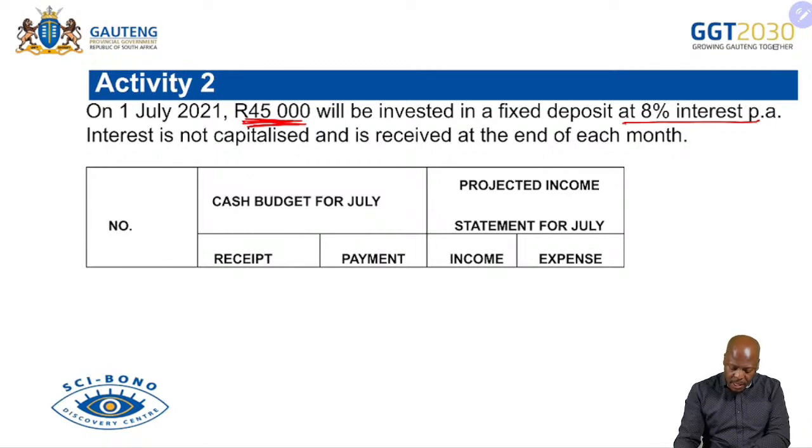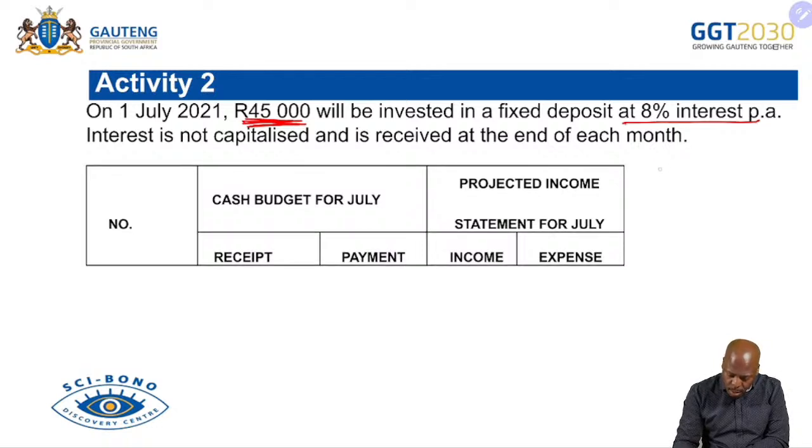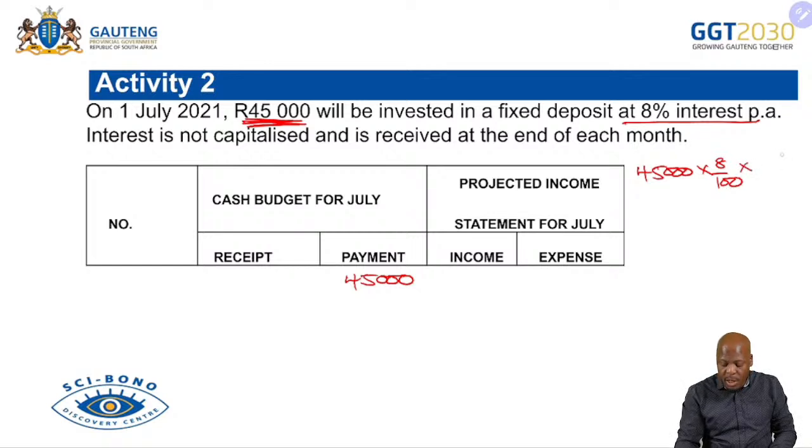If I have an investment which I have made, how much is that investment? 45,000. So I'm going to bring it here under my payments. I'm going to have my 45,000 under my payments. But then I'm getting interest of 8% per annum. So I'm going to take my 45,000 and get interest of 8%. The keyword is per annum. So here I need interest for what? Per month.